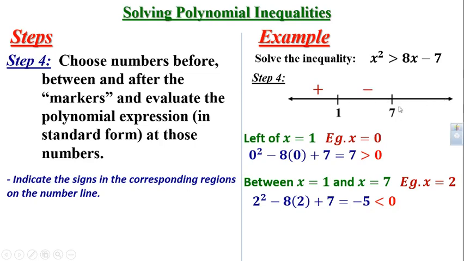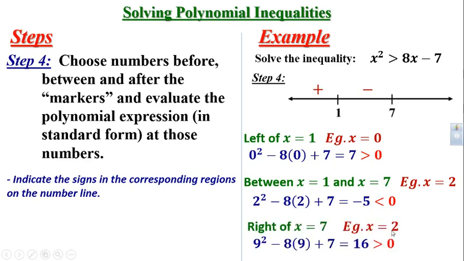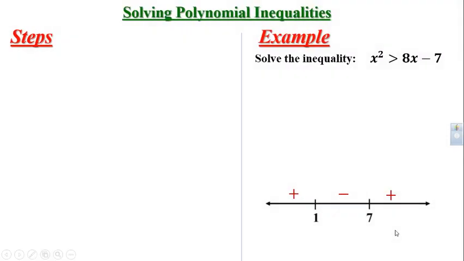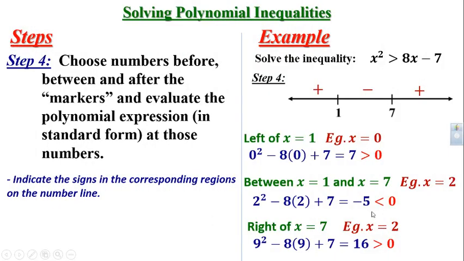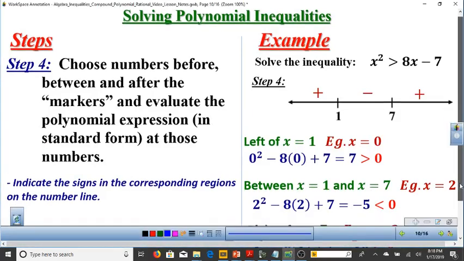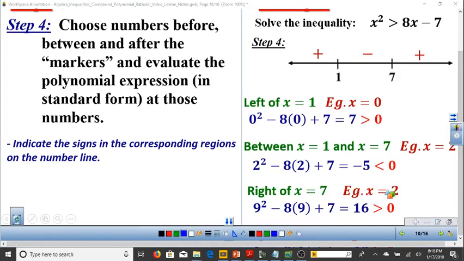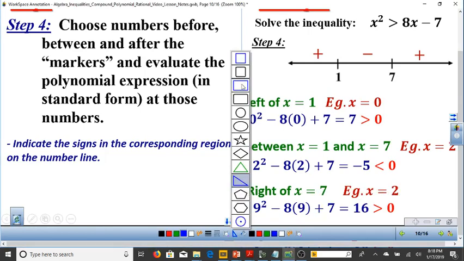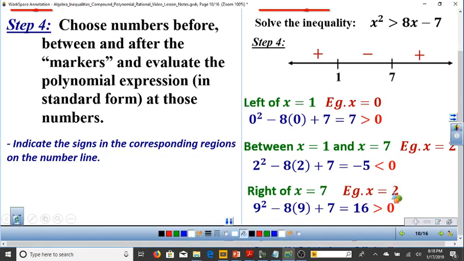And then we try a number to the right, which is, say, 9. I have 2 here, and I need to correct that. If I try 9, we get 9 squared minus 8 times 9 plus 7. That's 81 minus 72, which is 9, plus 7, which is 16. That's again a positive number. So there we have all our regions satisfied there. And let me just make a quick correction right here. Our correction is that we should have a 9, not a 2. So I'm going to just write the number 9 here.